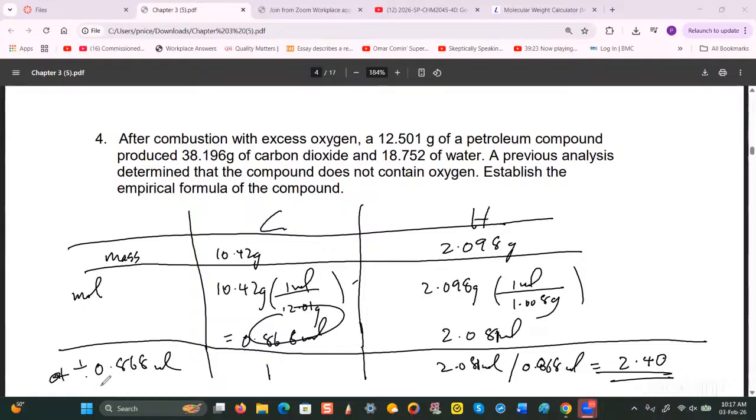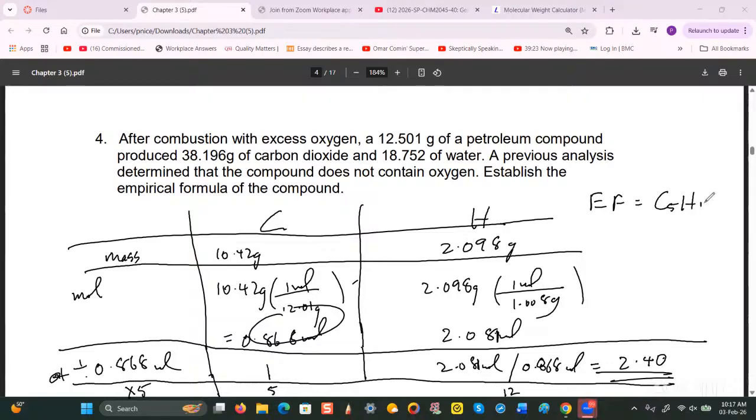So basically, the next line, if I can squeeze it down here, is where you multiply right through by 5, right? So when you multiply right through by 5, you're going to end up with 5 carbons and 12 hydrogen. So therefore, the empirical formula in this case would be C5H12. And that's basically how that would be done.